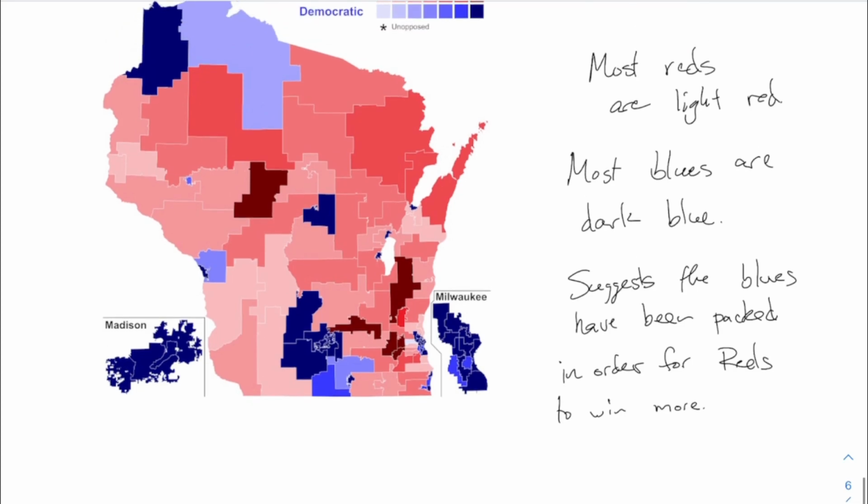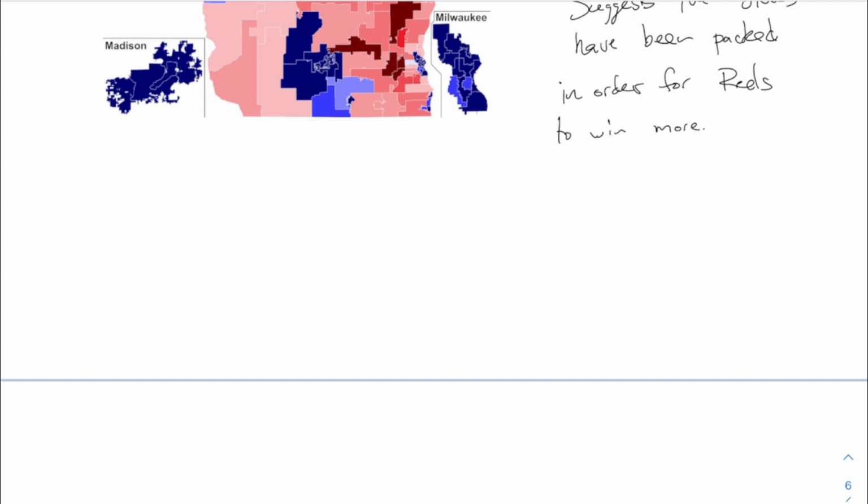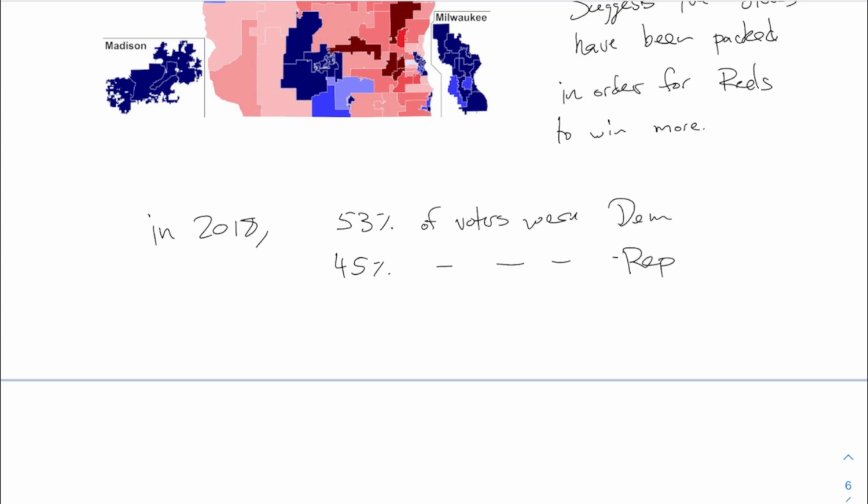Can I tell you about the actual numbers in the state of Wisconsin? So these numbers are from 2018. It has changed a little bit since then, but I'll tell you about that too. So in 2018, 53% of the voters were Democrat and 45% Republican, and a couple left over for third party or whatever.